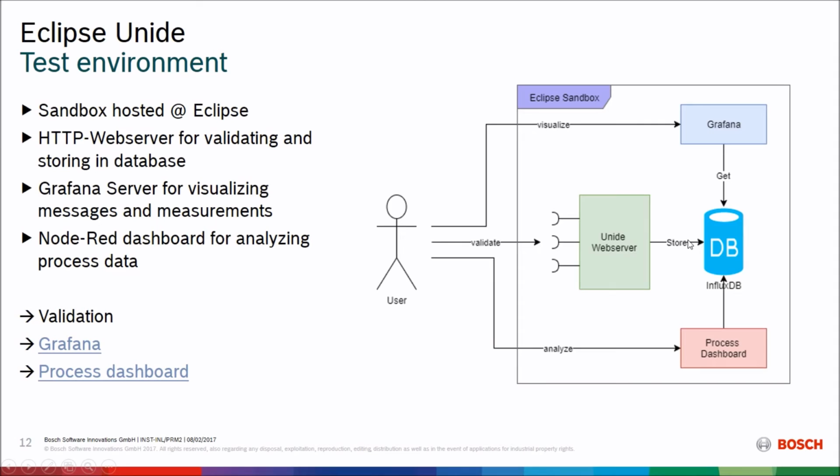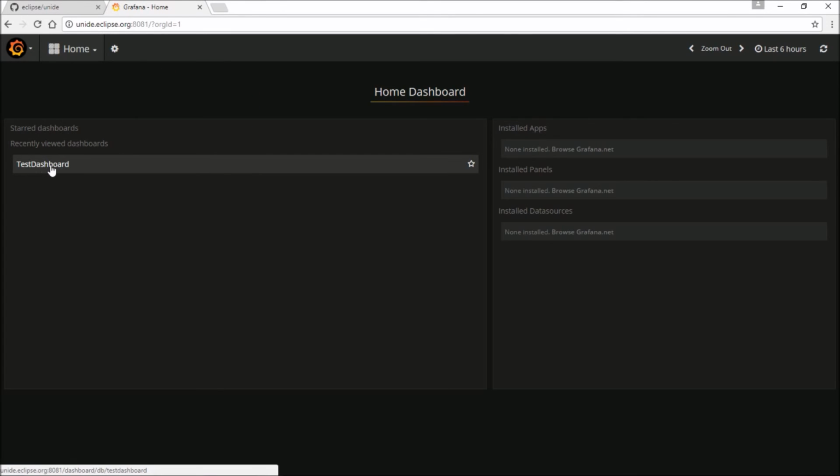at this Sandbox server. And in addition to that, we also deployed a Grafana server for the visualization of measurement messages, and also a process dashboard to analyze maybe, or to get a visual feedback of your processes which you sent there with PPMP. First, maybe the Grafana dashboard, which is hosted on our Eclipse Unide Sandbox.